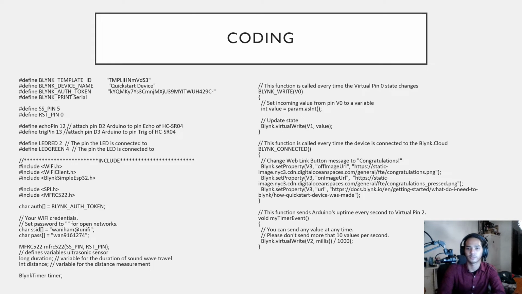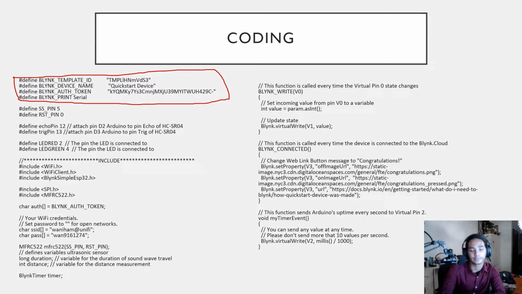Right now I'm going to present the coding that I have made. Firstly, I will define the code for my board, which is an ESP32. First, this is defined for the Wi-Fi.